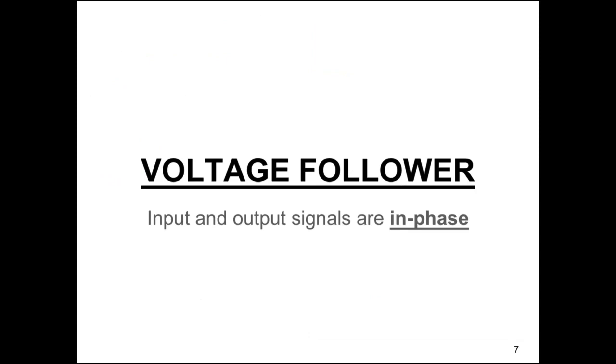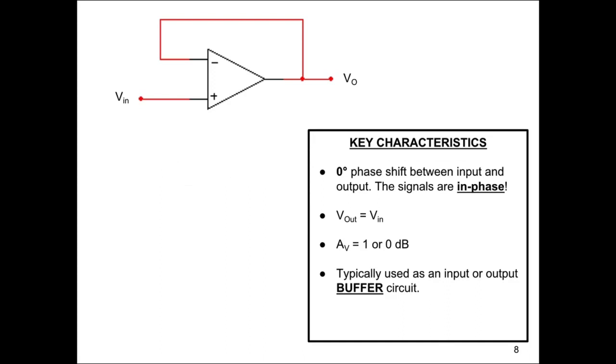A voltage follower: input and output signals are in phase. We talked about that, I think, in the last slide. No feedback resistors in a voltage follower, and they're used for buffer isolation circuits. And notice the feedback from the inverting input to the output.